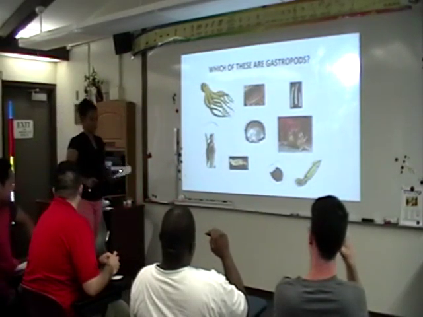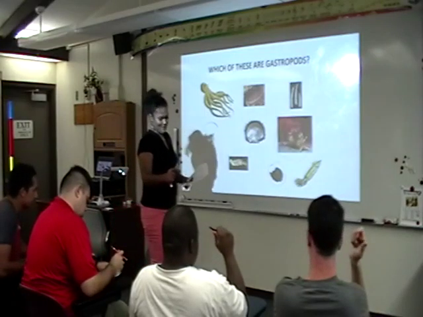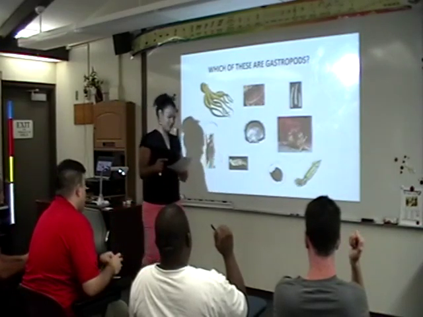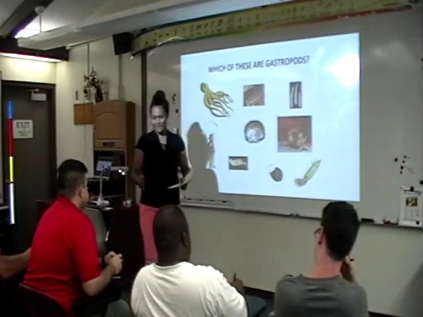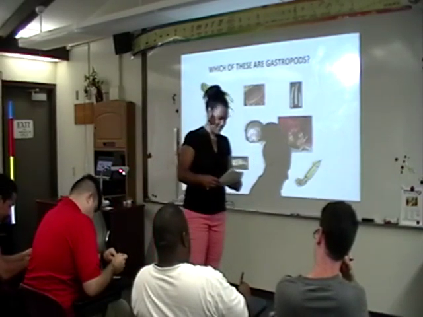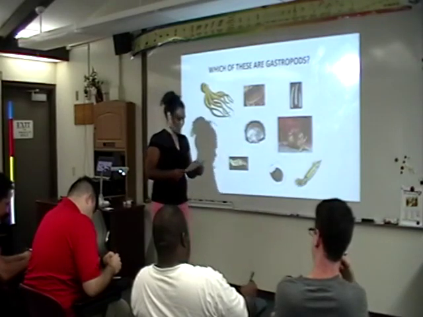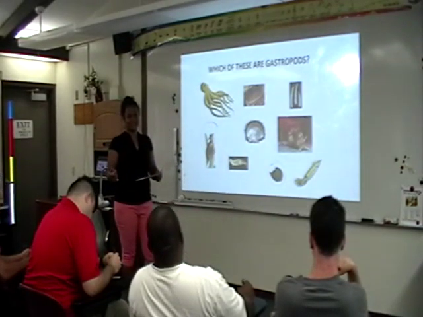Concept attainment. So we're going to answer the first question on your pieces of paper. Gastropods are snails and slugs. Everyone write that down on your paper, snails and slugs. Name one critical attribute of snails and slugs.